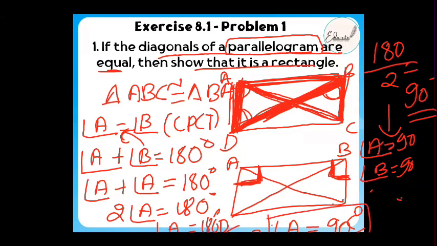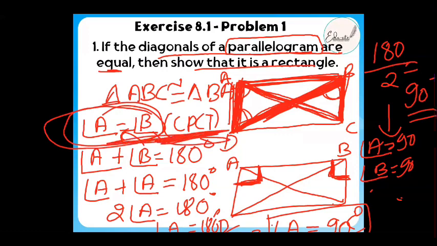Yes, correct. So angle A is equal to 90 degrees. We already have angle A equals angle B, so if angle A is 90 degrees, then angle B is also 90 degrees. Why is it so, Laiba? Because it's already given from CPCT, corresponding parts of the congruent triangles. So angle A is 90 degrees and angle B is 90 degrees. Then angle C is also equal to 90 degrees.